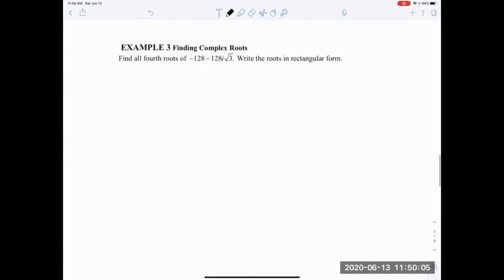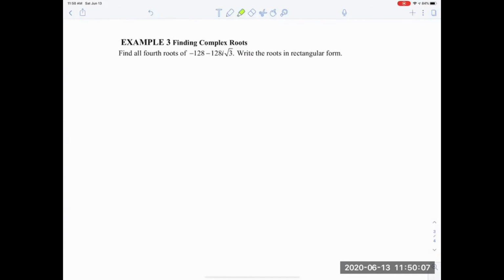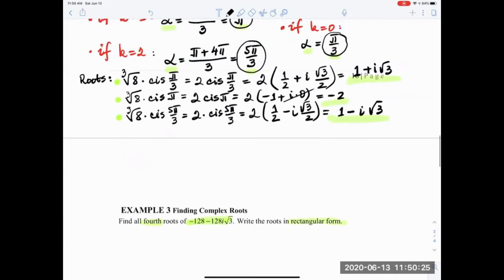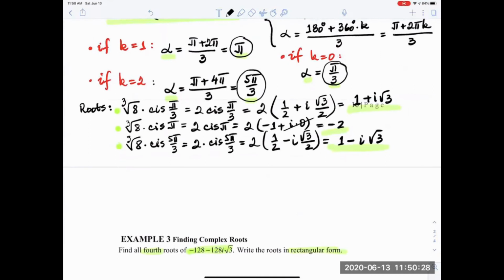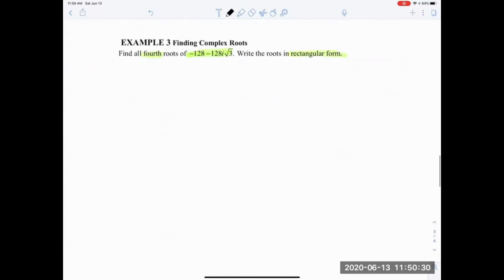Here's another example. So you are asked to find the 4th root of this particular number. And not only that, they ask you to write them in rectangular form. So you kind of have to go back and forth and use the unit circle and find out what they are. I'm going to make a table this time because I think it's nicer to have them in a table than written like that, but whatever works for you.